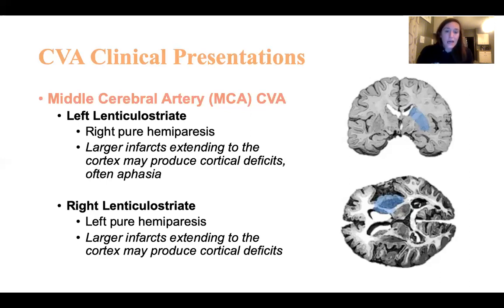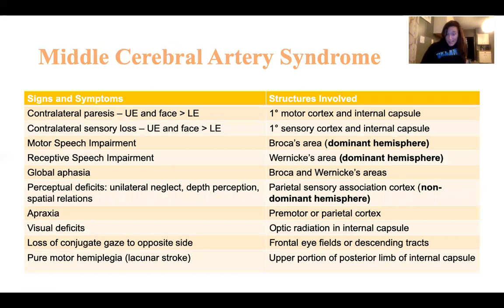Now, depending on the significance of the infarct, depending on how long it goes unchecked, or you may have additional areas of the MCA involved, it can extend and you can have additional cortical deficits. But by and large, when we think lenticulostriate, we think pure hemiparesis. They are also called lacunar infarcts as well. Here's another nice chart for you.